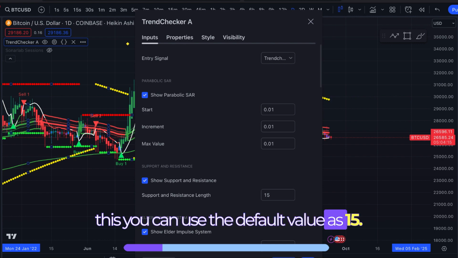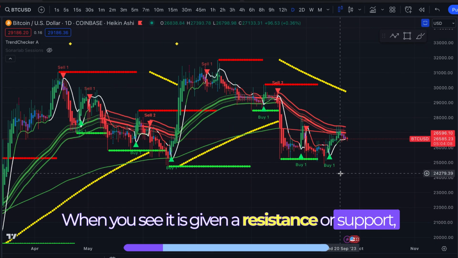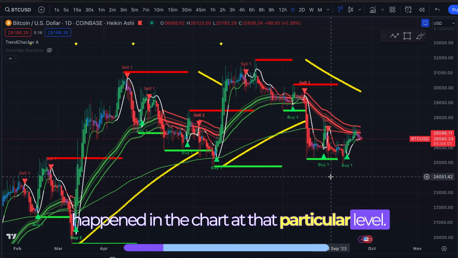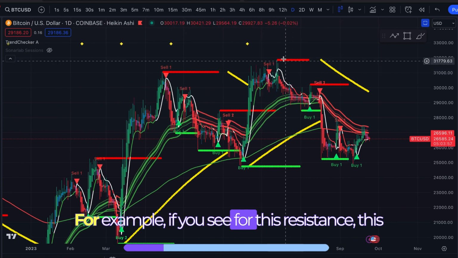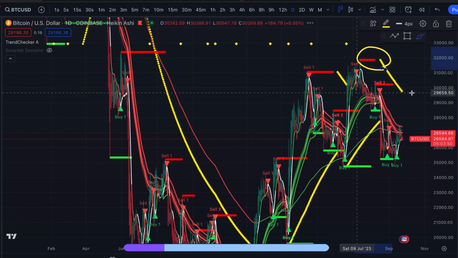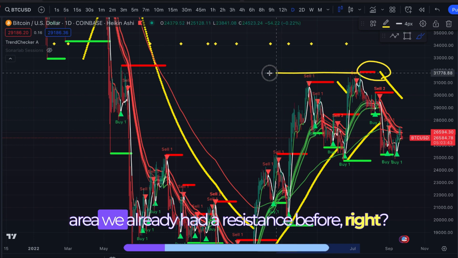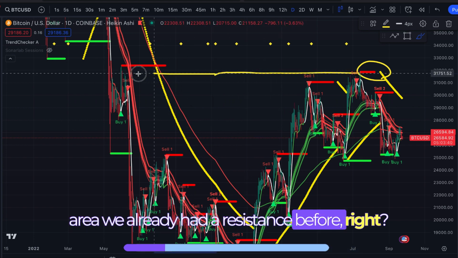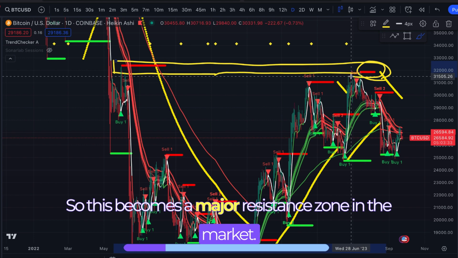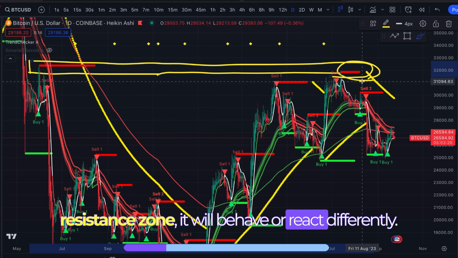You can use the default value as 15. When you see it has given a resistance or support, you can scroll back and backtest what happened in the chart at that particular level. For example, for this resistance line, we are checking in the past. In this area, we already had a resistance before, right? So this becomes a major resistance zone in the market. Whenever price comes to that resistance line or resistance zone, it will react differently.